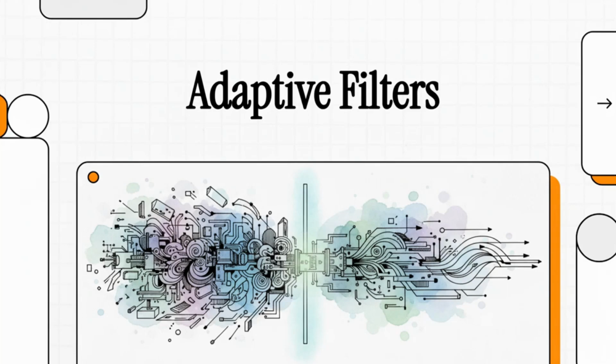All right, today we're going to pull back the curtain on a piece of tech you use literally every single second you're online, but you've probably never even heard of it. I'm talking about the adaptive filter. It's this silent, invisible engine that makes our kind of chaotic digital world feel smooth and clear. So let's dive right in.